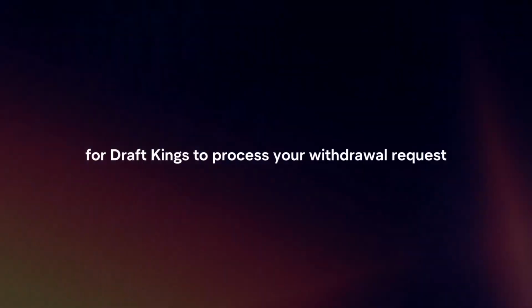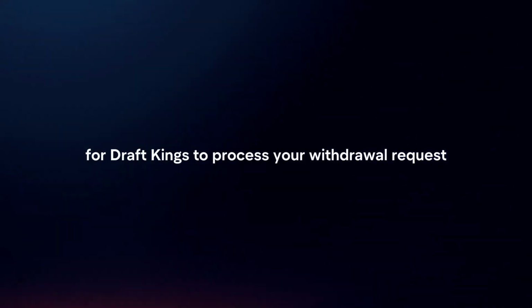Allow some time for DraftKings to process your withdrawal request. The processing times may vary depending on the selected withdrawal method and any additional verification requirements. Receive funds. Once processed, you will receive your funds through the chosen withdrawal method. Funds may be transferred to your PayPal account, bank account, or emailed to you via check, depending on your selection.